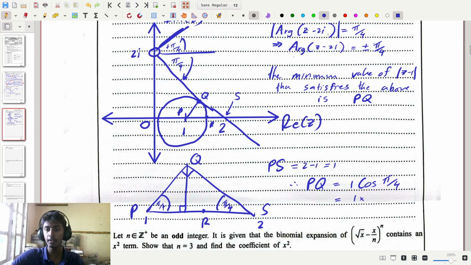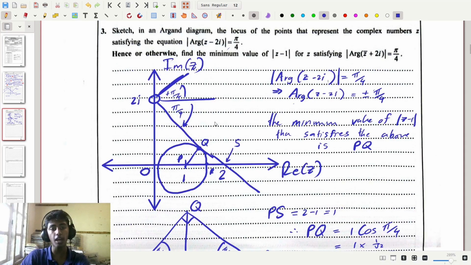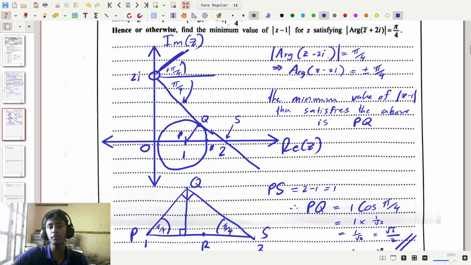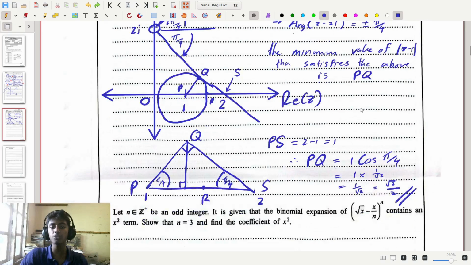So we have 1 times 1 over the square root of 2, which is equal to 1 over the square root of 2. Or we could write it nicely with the denominator being rational, as the square root of 2 divided by 2. So that is our final answer. After all of this, after drawing the Argand diagram, after establishing the connection between the complex numbers and the geometry, and finally solving the geometry to find the actual length that we're interested in, we have solved our question.